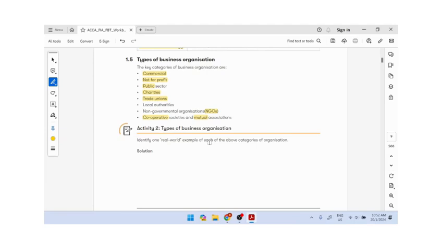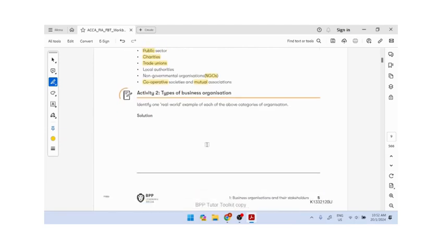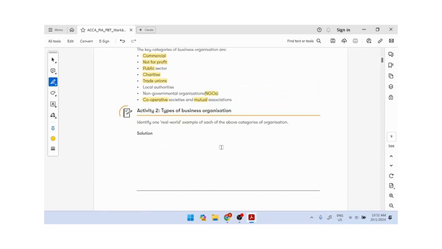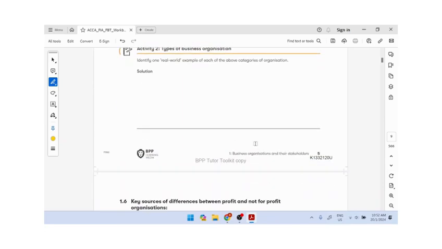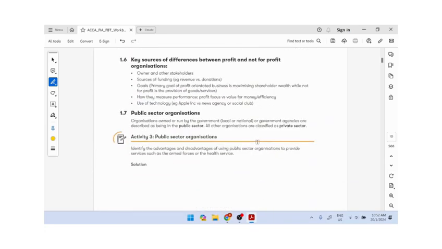All right. So next, activity 2, types of business organization. Identify one real-world example of each of the above categories of organization. Okay, same thing. I give you 2 minutes. You think about it, then I will ask you to share. Actually, I gave the examples already, so you can go back and try to think of a few more companies or examples from here. We will move on.